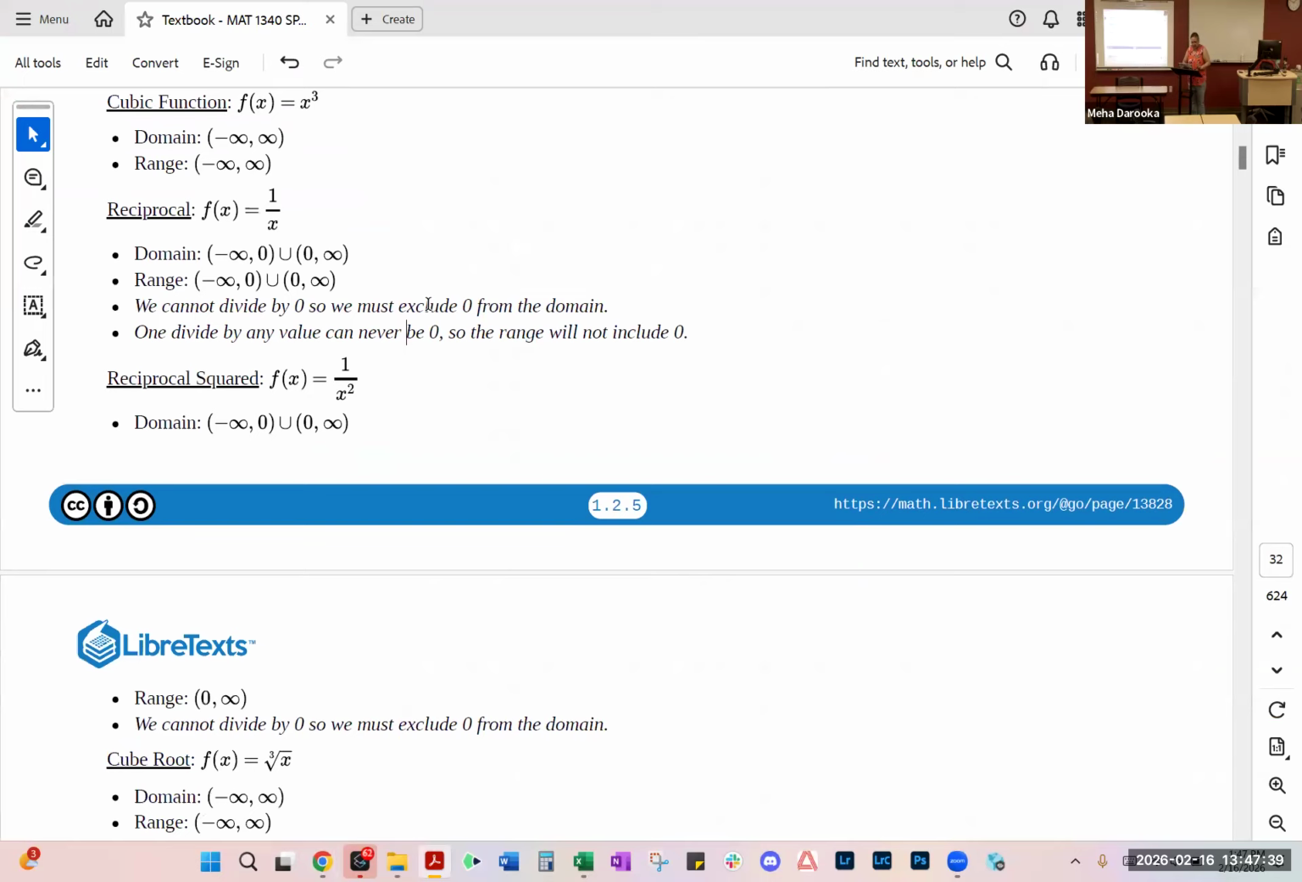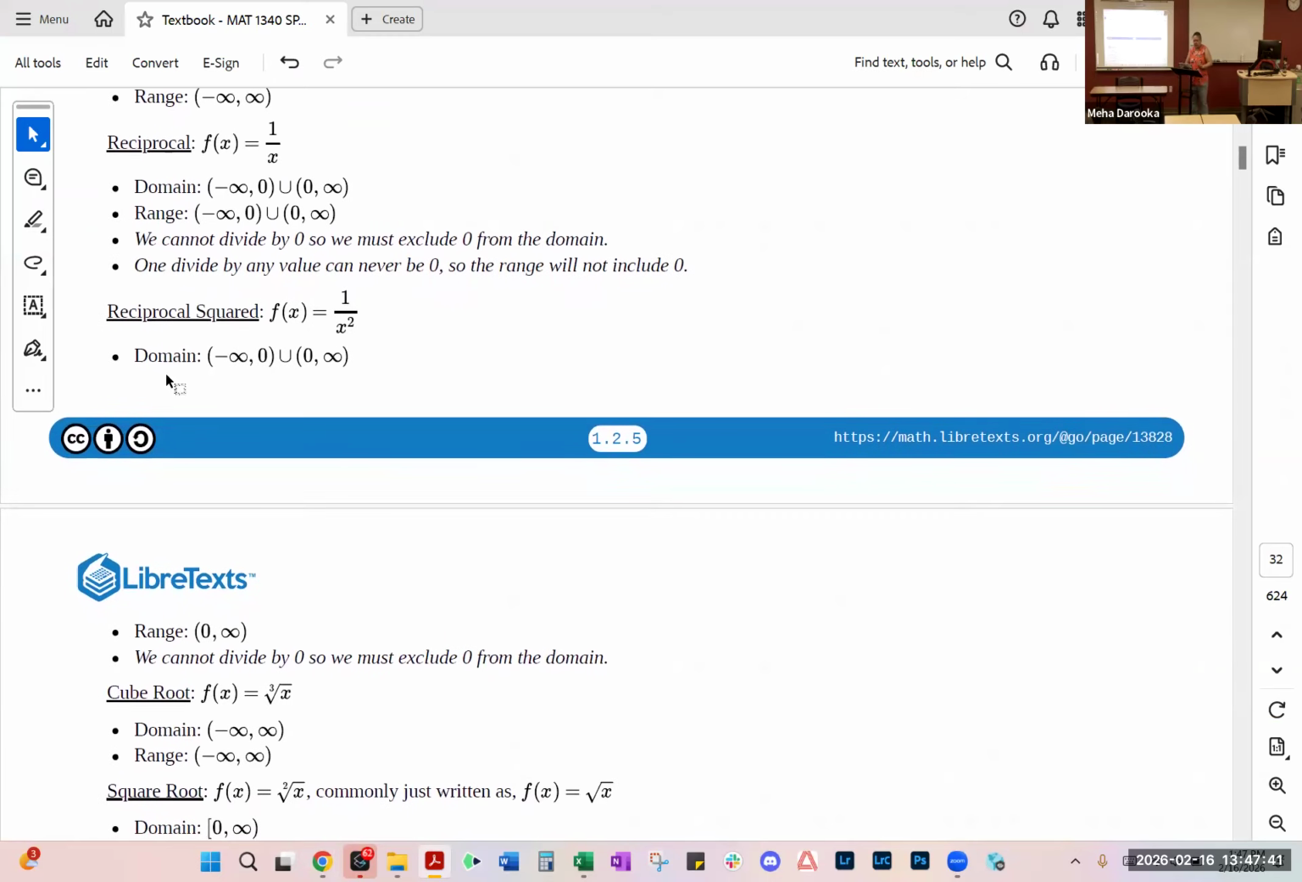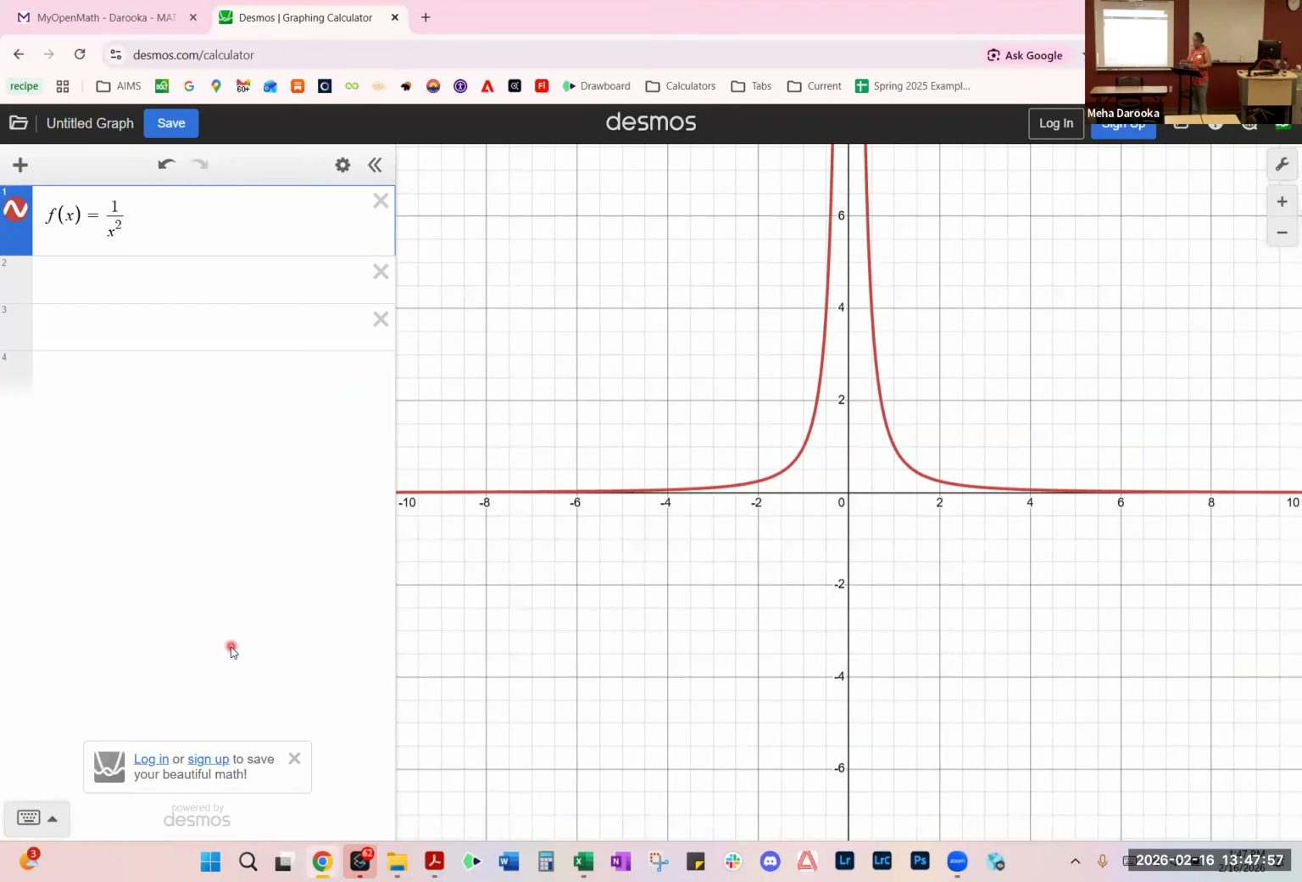So you can see the domain for the reciprocal squared function is similar to the reciprocal, where it goes from negative infinity to 0, union 0 to infinity, not including 0. But the range, you will notice, is going from 0 to infinity. And again, remember, guys, you have no negative y values here. There is no graph here. So you are starting at 0 and going up to positive infinity.